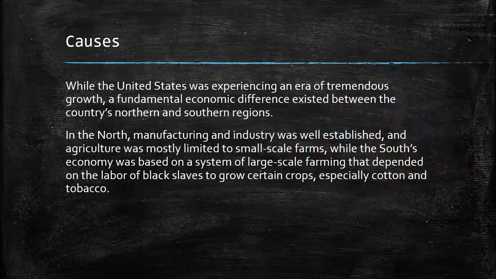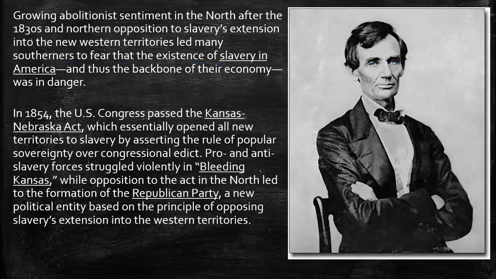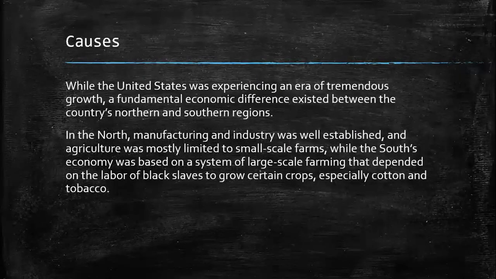All right. The causes. While the United States was experiencing an era of tremendous growth, a fundamental economic difference existed between the North and South regions. In the North, manufacturing industry was well established. Agriculture was mostly limited to small-scale farms, while the Southern economy was based on a system of large-scale farming and dependent on the labor of Black slaves to grow certain crops, especially cotton and tobacco. The growing abolitionist sentiment from the North after the 1830s and the Northern opposition to slavery extension into the new Western territories led many Southerners to fear that the existence of slavery in America, the backbone of their economy, was in danger. So again, the South had these huge farms.